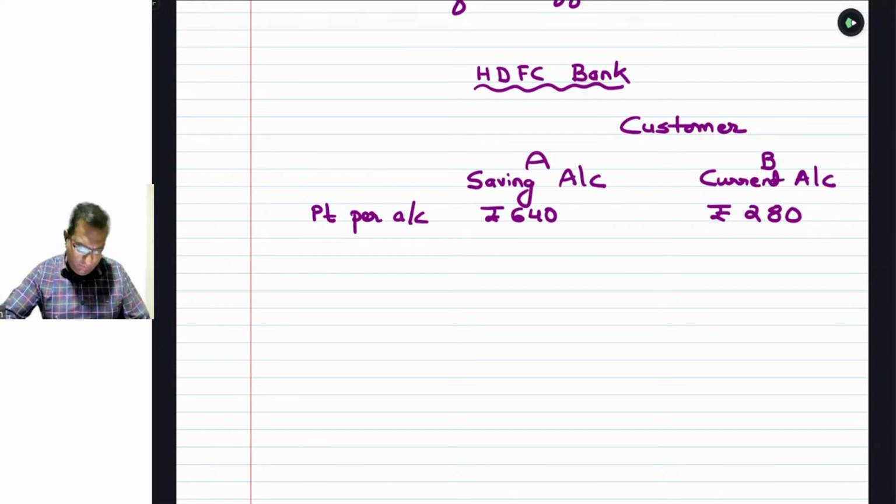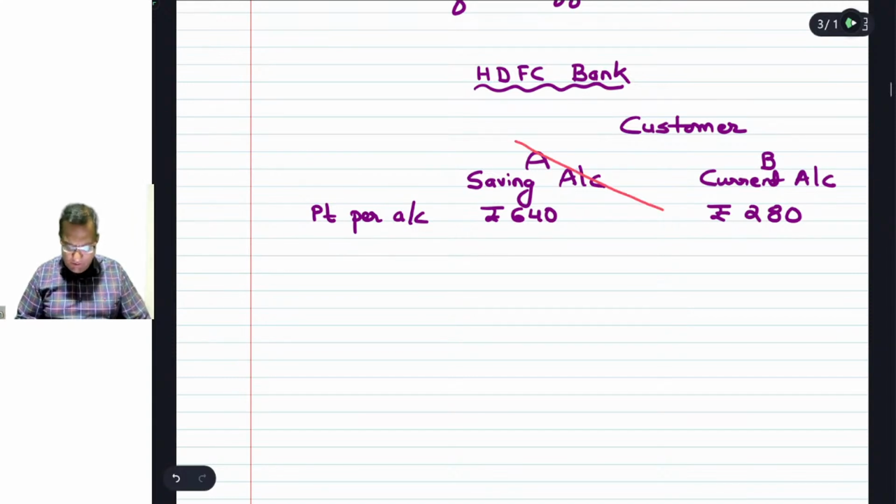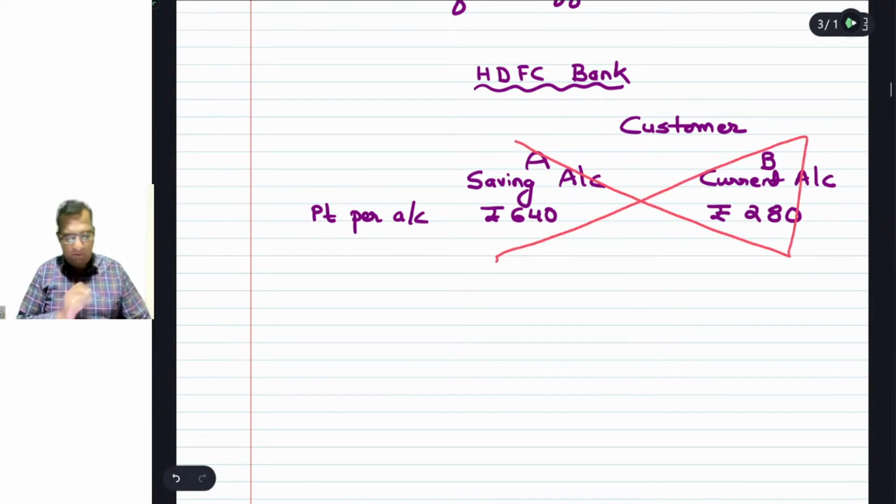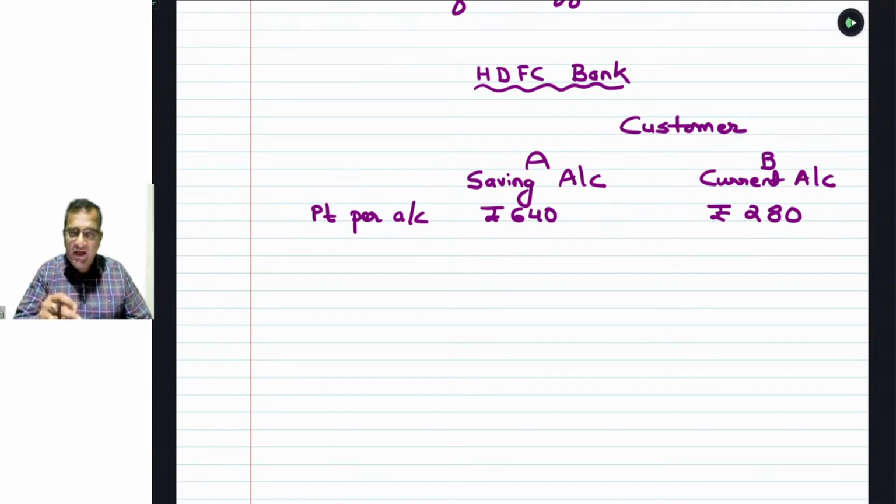Okay, beta. Congratulations to the majority of the students. They have rightly pointed it out. There cannot be any comparison between these two customers. Why there cannot be any comparison? Because customer A is having the saving product while customer B is having the current account product.